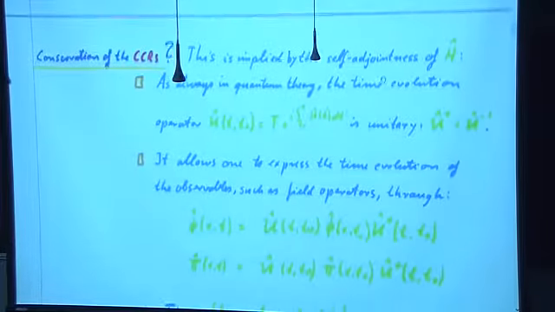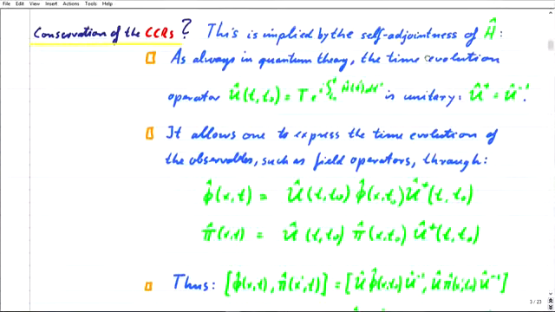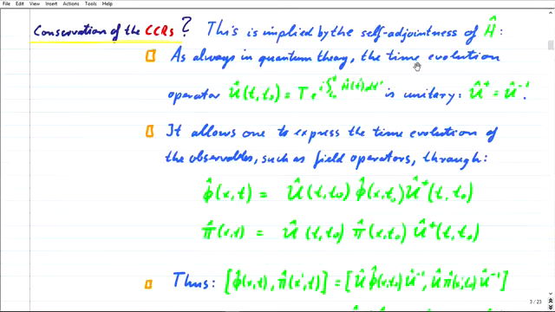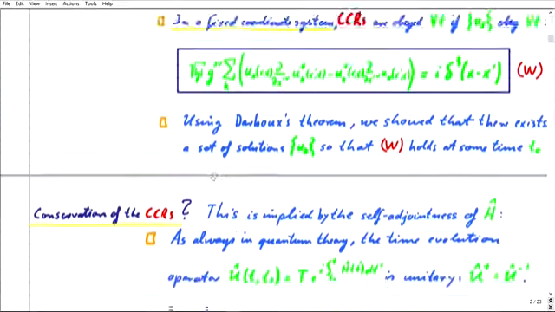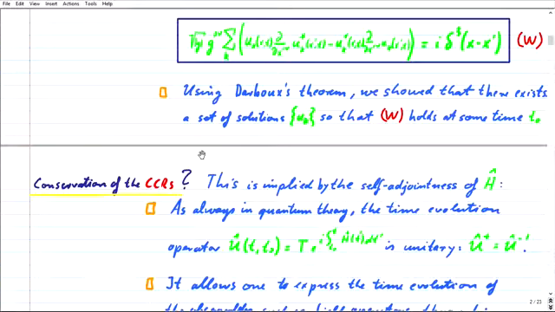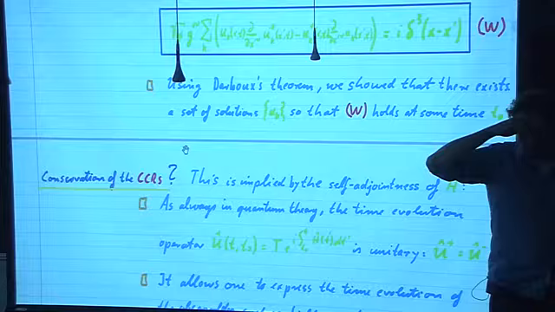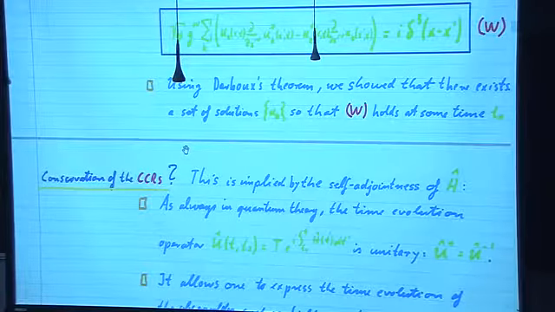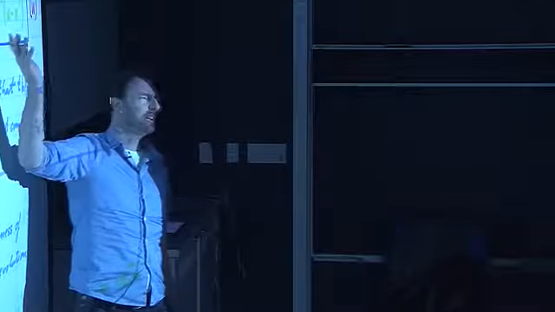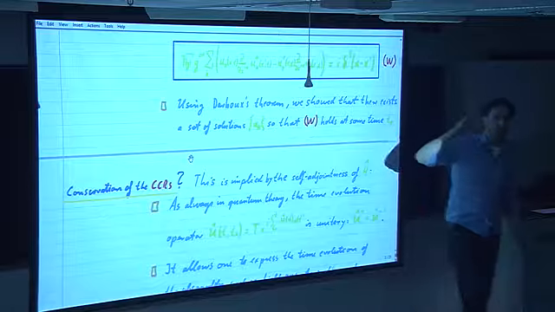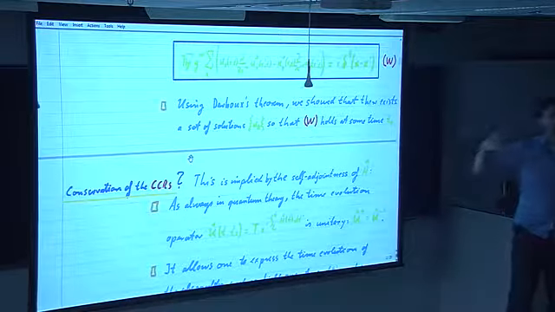Now, let's move on after that. Let's ask, well, we proved that we can find a set of solutions that obeys the canonical commutation relations at a particular point in time. How again do we see that if the canonical commutation relations are obeyed at one point in time, that they are obeyed for all times? How do we know that the canonical commutation relations are conserved in time?